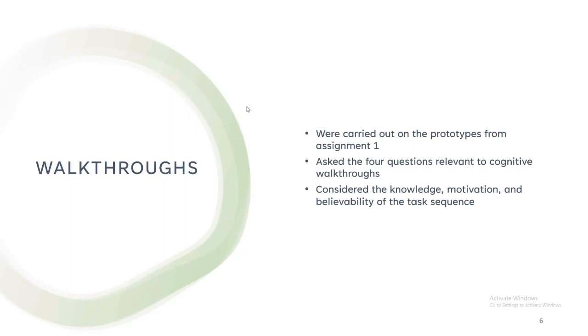The walkthroughs were carried out on the prototypes from Assignment 1, and as they were carried out, we asked the 4 questions relevant to cognitive walkthroughs, which are, is the intent of the action the same as the user's goal? Will the user see that the action is available? Will they recognize that it is the one that they need? And once they execute the action, will they understand the feedback that they get? The walkthroughs also consider the knowledge, motivation, and believability of each step in the task sequence.